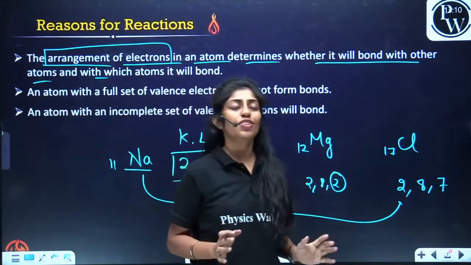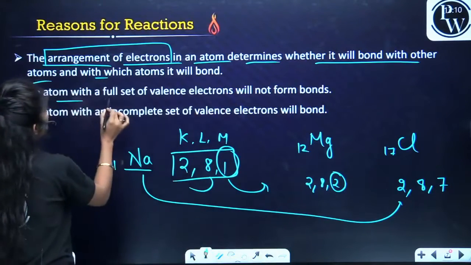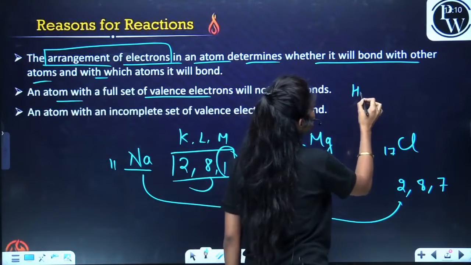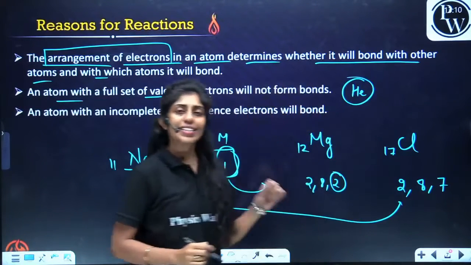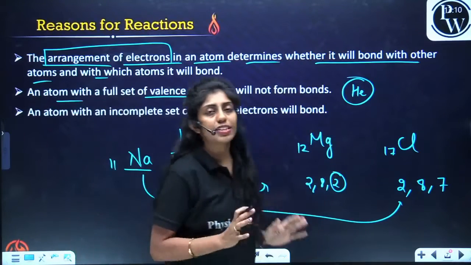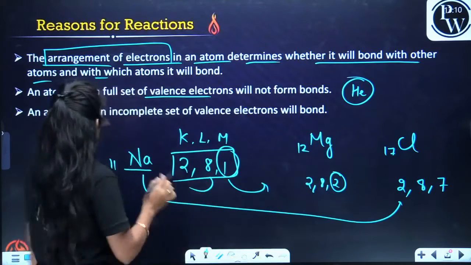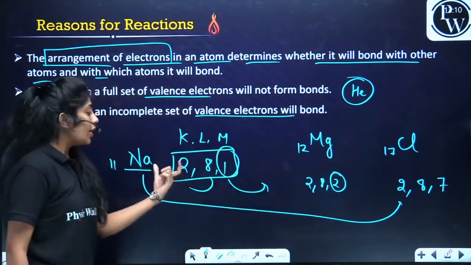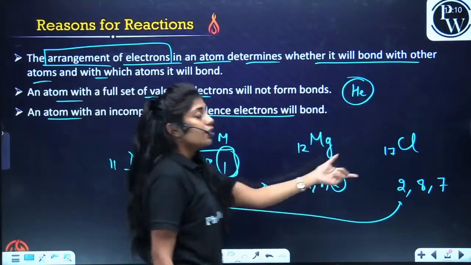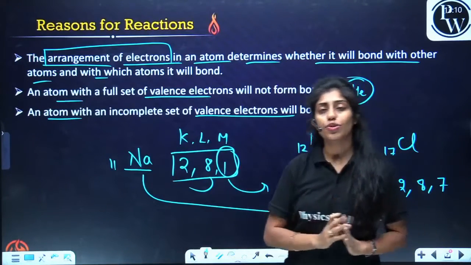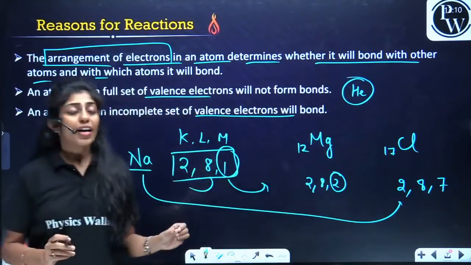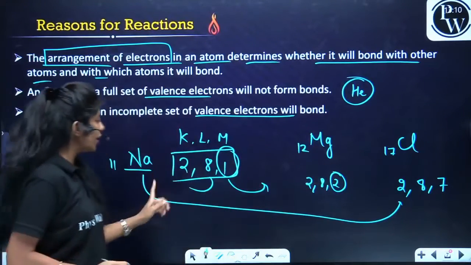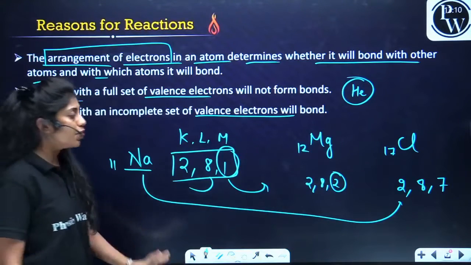So basically, due to this kind of arrangement, atoms undergo chemical reactions. Now, an atom with a full set of valence electrons will not form a bond, such as helium. It has a complete duplet. It will not be participating in a reaction. Next, an atom with an incomplete set of valence electrons will bond. Here is the example. Sodium and chlorine are getting close to each other, making a bond. Why? To complete their octet, in the case of chlorine, and in the case of sodium, again octet. Are we good with this?